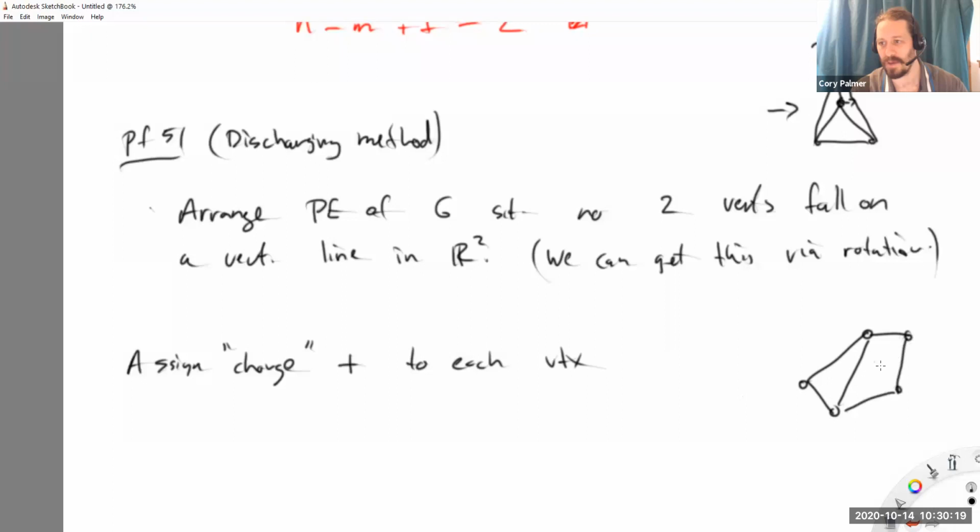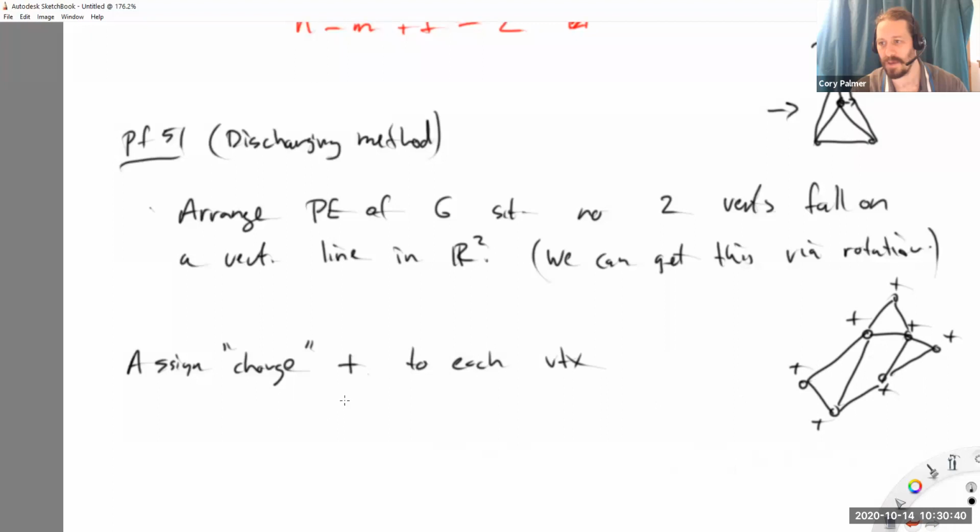Okay, these shouldn't be on a vertical line. That's the one rule I have to obey. I want this one to be kind of interesting. Okay, so assign a plus to each vertex. So plus, plus, plus, plus, plus, plus, plus, fine.